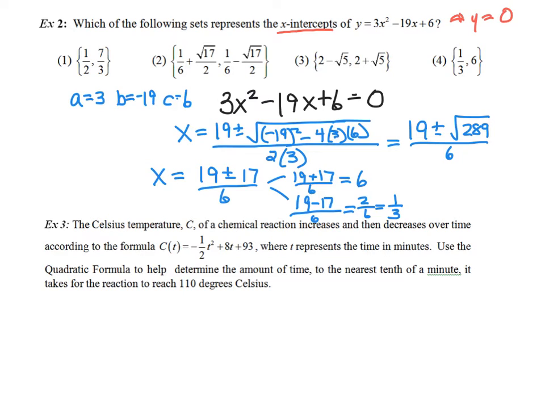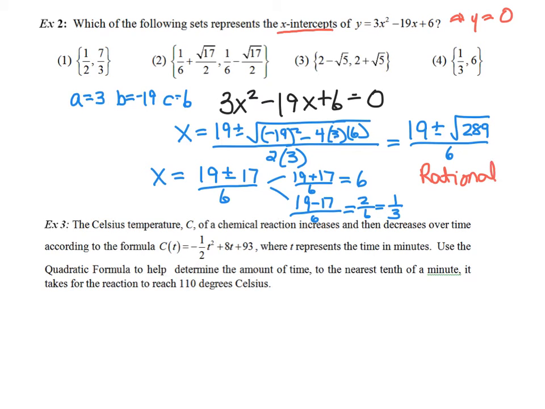I identified that A was 3, B was negative 19, and C was 6. So when I substituted these values into the quadratic formula in simplified form, I got 19 plus or minus the square root of 289 all over 6. Now, 289 is a perfect square, so that's really helpful for us. That tells me that this time we're going to have rational roots instead of irrational roots.